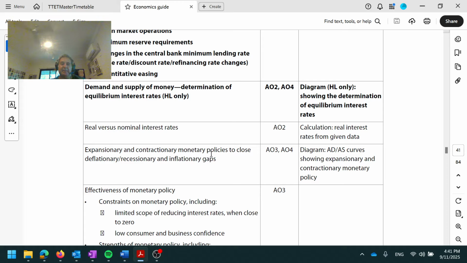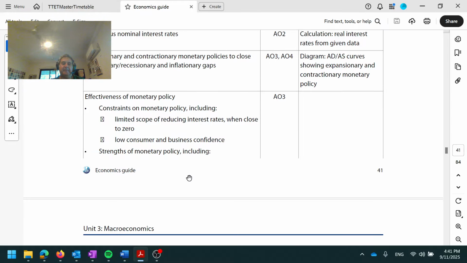Expansionary and contractionary monetary policies to close recessionary or inflationary gaps. Again, you did your IA on this, just shifting the AD to the right or to the left depending upon what type of output gap you're experiencing. And then you get into the effectiveness of monetary policy. Okay, some of the constraints there.